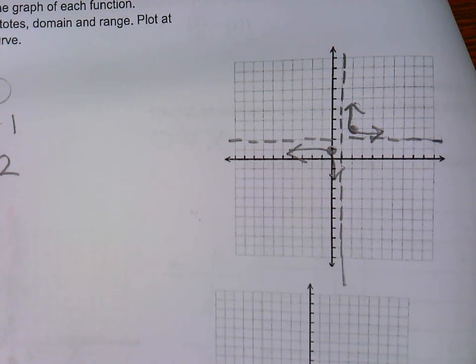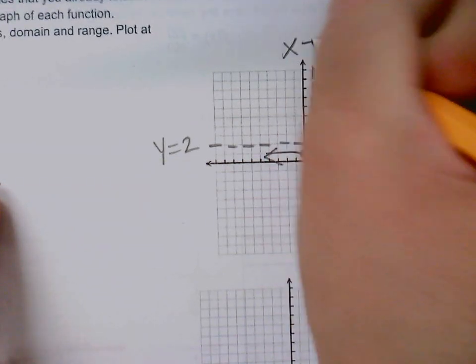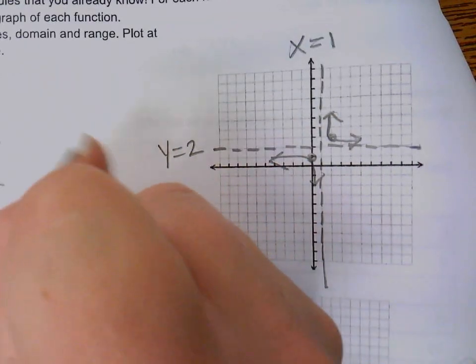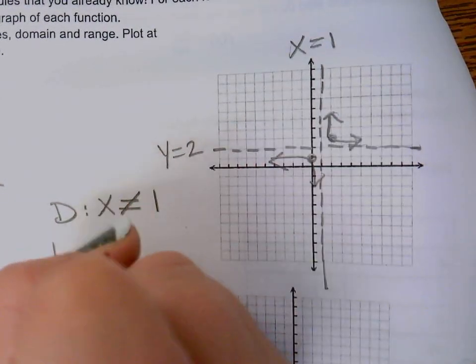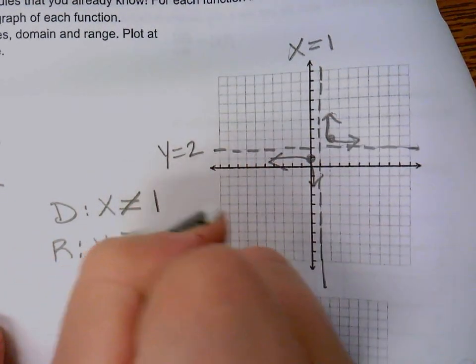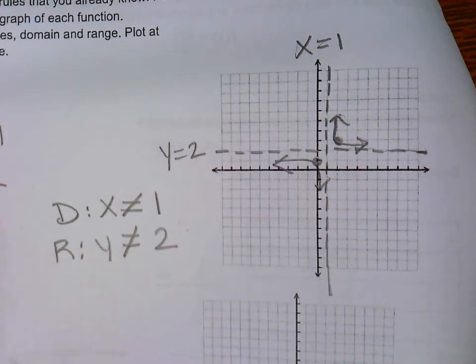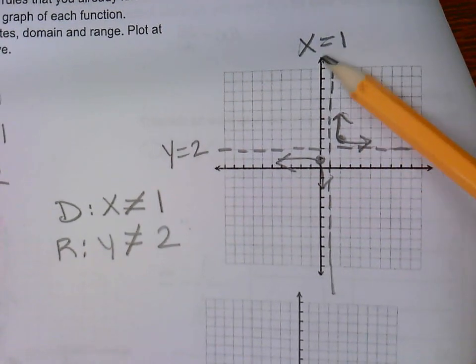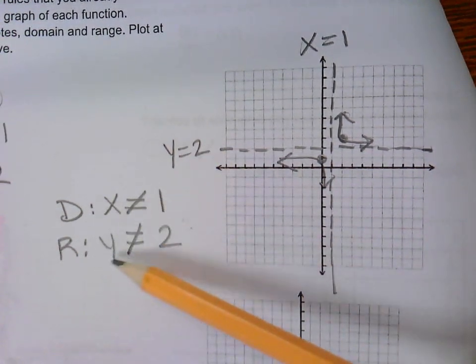And it says, give the vertical asymptotes and the domain and the range. So this is at y equals 2, x equals 1. What would be my domain? X cannot equal 1. My range is that y cannot equal 2. So you record your asymptotes as equations and you record your domain and range as x cannot equal and y cannot equal.